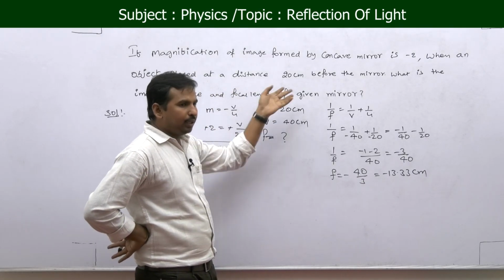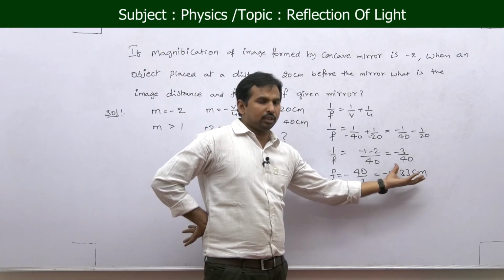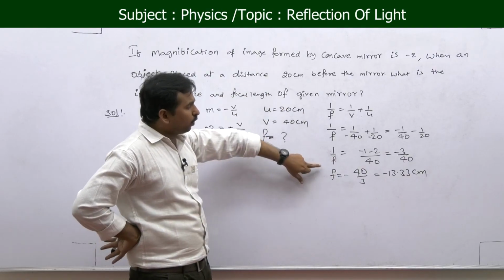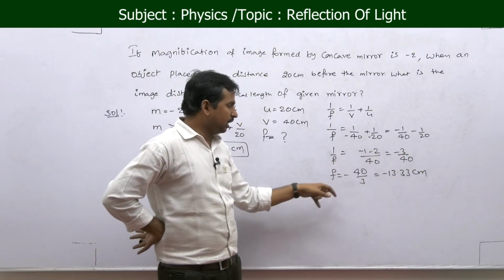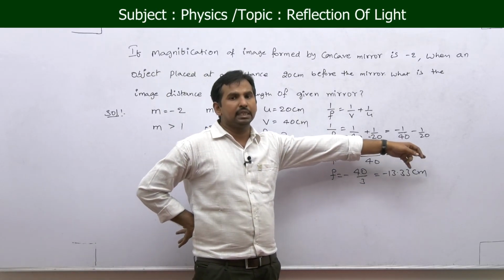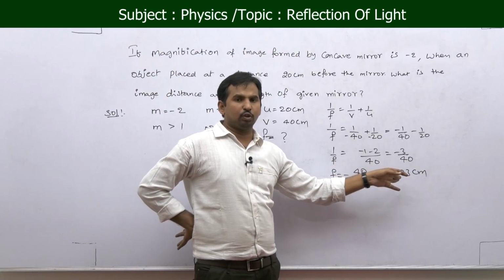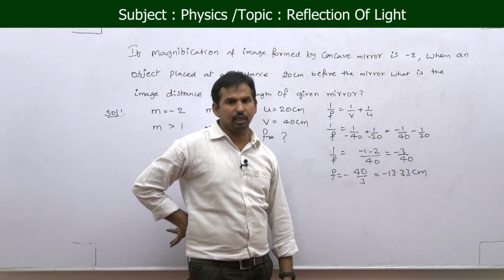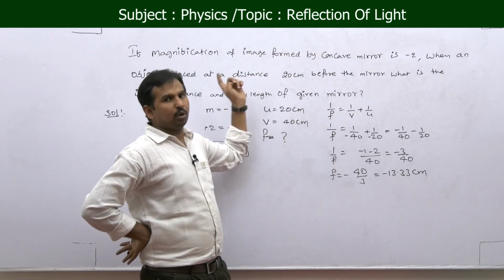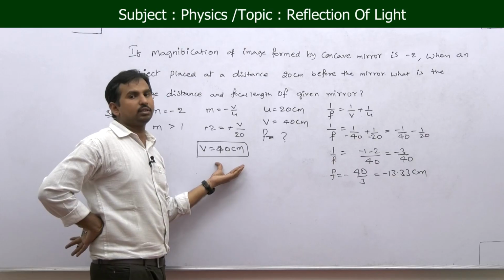And if you observe the ray diagram here, the focus is at minus 13.33, which is 13.33 centimeters, whereas the object is at 20. If the focus is at approximately 13 centimeters, then the center of curvature is at 26.66, which means the object is in between the focus and the center of curvature. As the object is in between the focus and the center of curvature, the image is formed beyond C, which is more than 26.66 centimeters, and we got 40 centimeters.